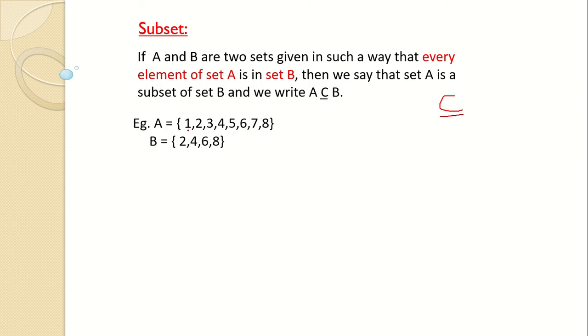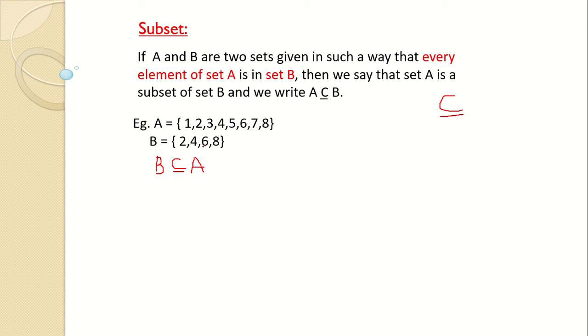A is a bigger set, 1, 2, 3, 4, 5, 6, 7 and 8, and B is a smaller set, 2, 4, 6, 8. And you will see that all the elements of B are there in A. That's why we call B a subset of A.